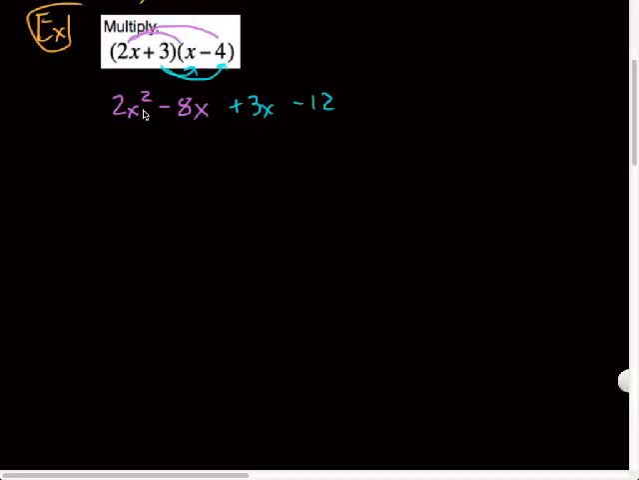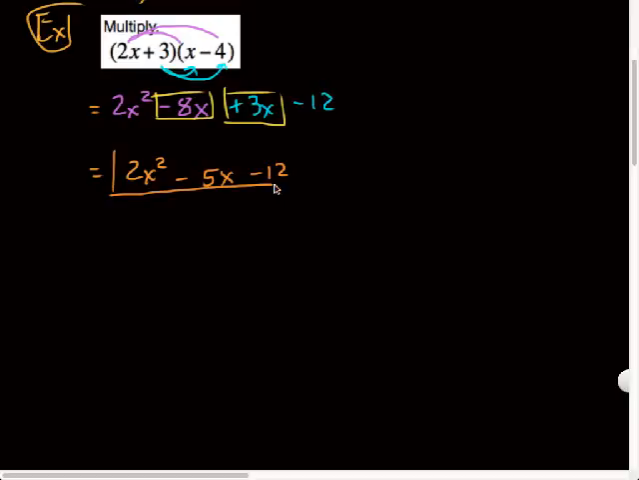And now if I want to write the answer to this, I could go through and combine the like terms. Does 2x squared have any like terms in this set here? It does not. Negative 8x and positive 3x, those guys are buddies, getting along, so that gives negative 5x. And negative 12 had no friends either. So this is my answer. This is called double distribution, is what I just did.